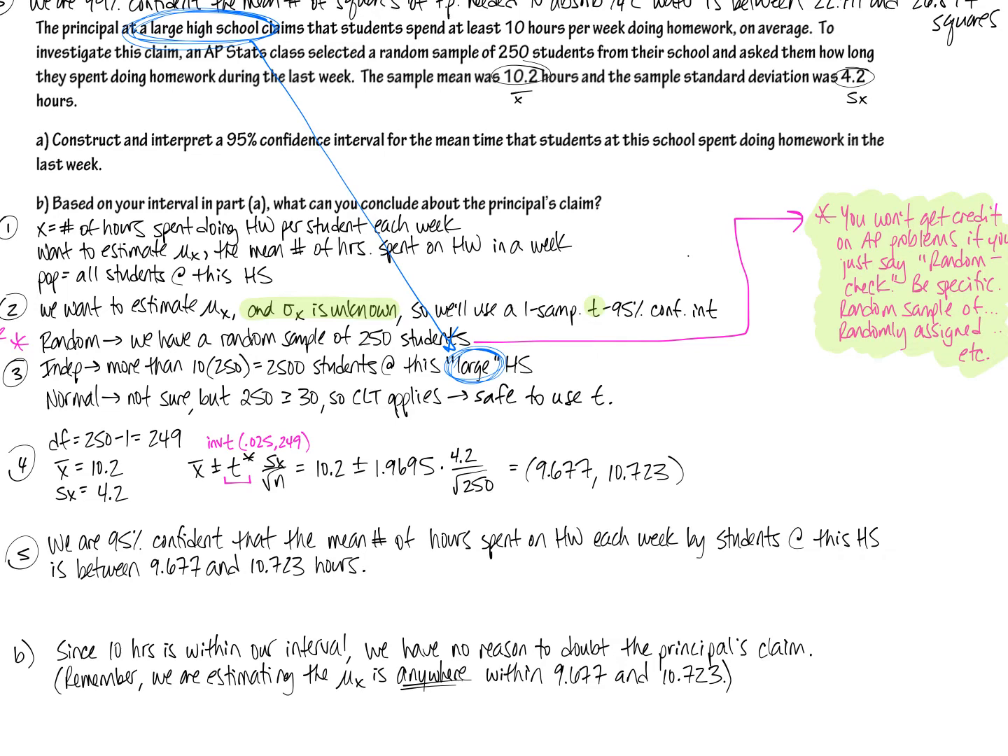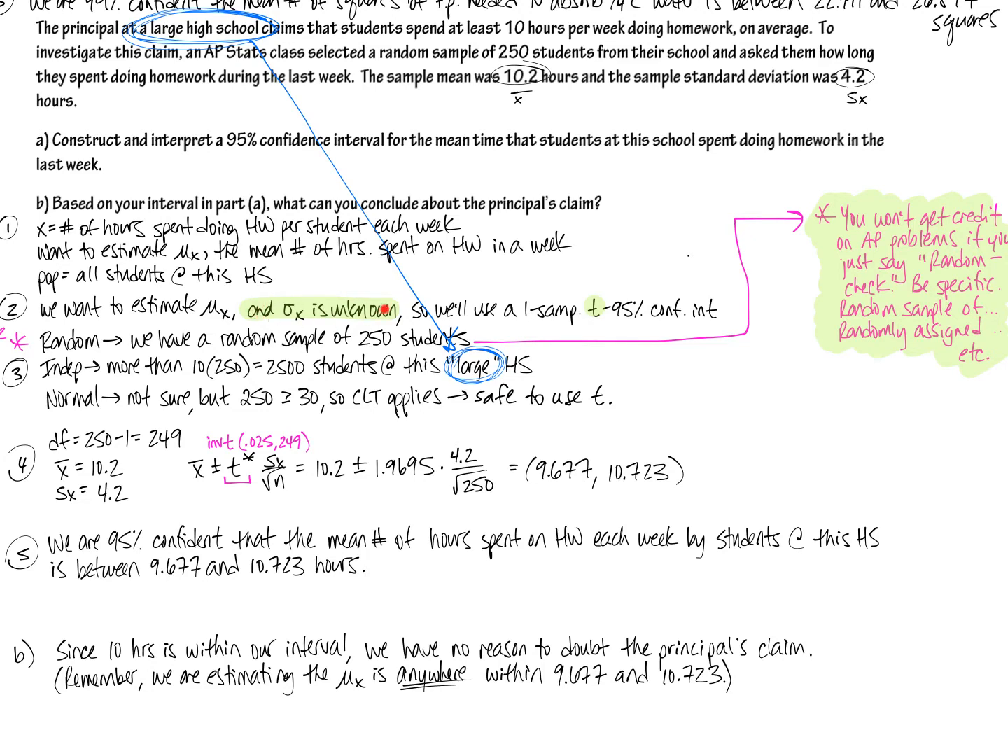You don't want to lose silly points for lack of being clear in what it is that you're studying. Our population here is students at this school, all students at this high school. In our opening sentence, we want to estimate the mu of x, and the x is defined up here, so it's okay to use mu of x, the mean number of hours spent on homework in a week. We want to estimate the mu of x.